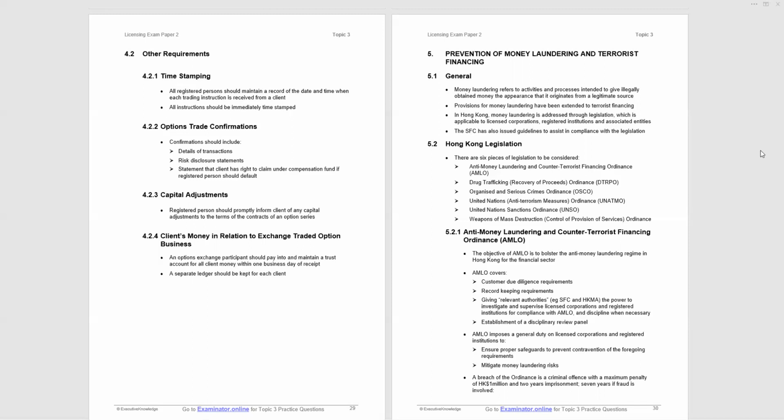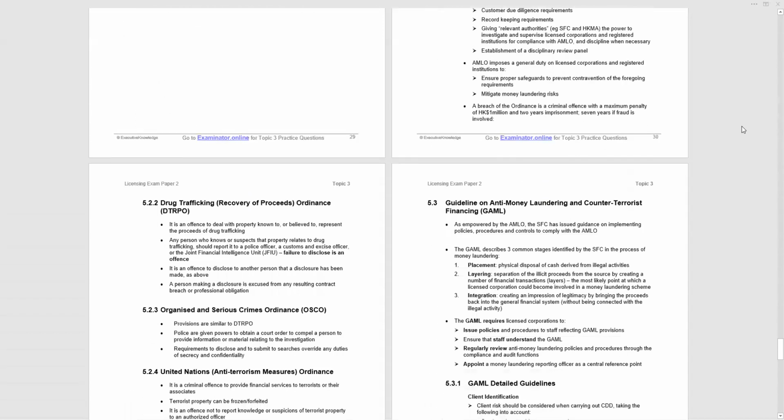Okay, section 5, prevention of money laundering and terrorist financing. Well, I'm sure many of you are sick to the back teeth of all this material. You will be exposed to it regularly at your place of work. Please be aware of the ordinances, the legislation that covers this area in Hong Kong. Under section 5.2, we have AMLO, the Anti-Money Laundering and Counter-Terrorist Financing Ordinance, the Drug Trafficking (Recovery of Proceeds) Ordinance, that's the longest in Hong Kong, the Organized and Serious Crimes Ordinance, the Anti-Terrorism Measures ordinance UNATMO, the United Nations Sanctions Ordinance, and the Weapons of Mass Destruction (Control of Provision of Services) Ordinance.